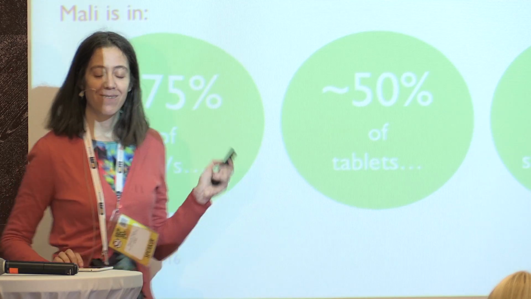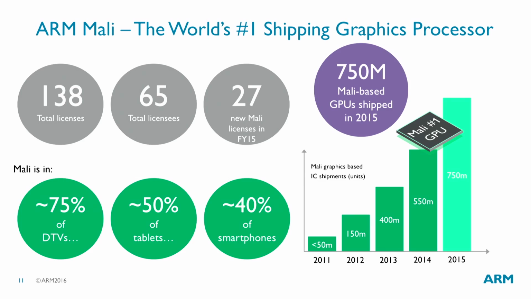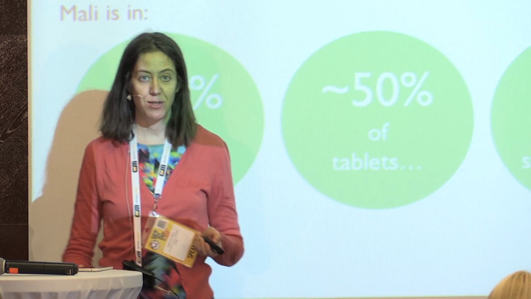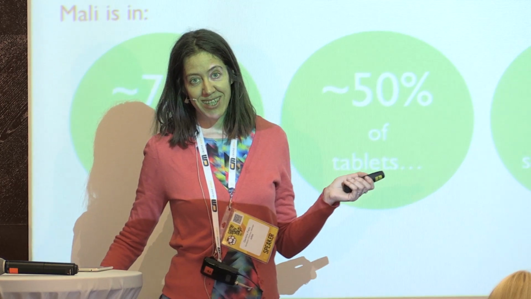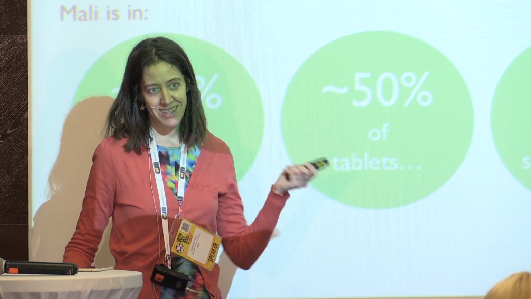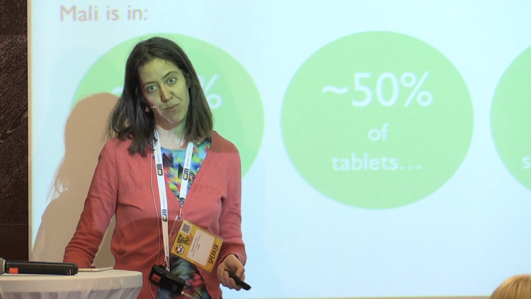And another thing I wanted to point out for game development is good that you know about ARM Mali GPUs. It's the world's first graphics processor in shipments. Last year alone had 750 million shipments, so it's impressive. It's already in 75% of digital TVs, 50% of tablets, and 40% of smartphones. We started the design of these in 2006, so less than 10 years after, this penetration is quite impressive.